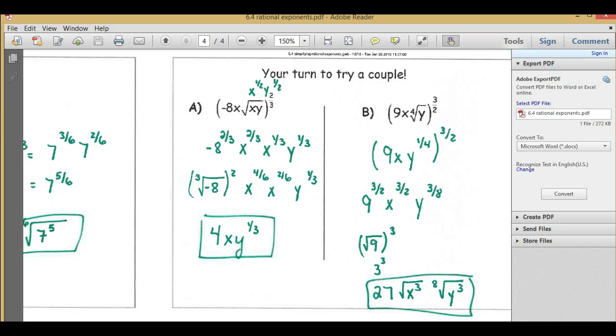Next one. Again, distribute the 3/2 to everything. So you get the square root of 9, which I have cubed. So square root of 9 is 3. 3 cubed is 27.